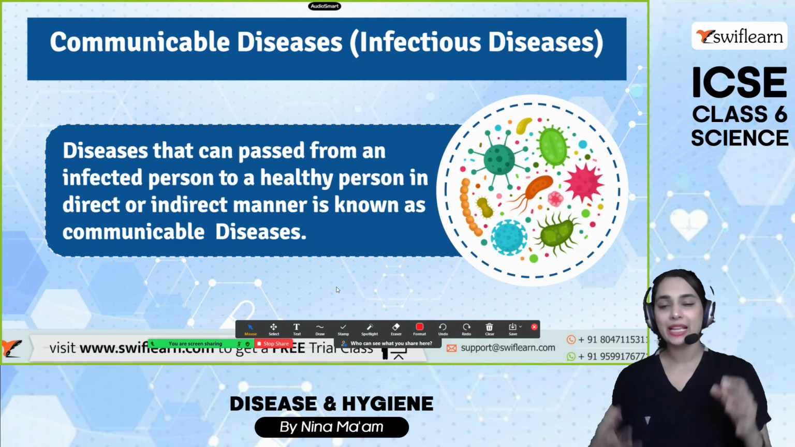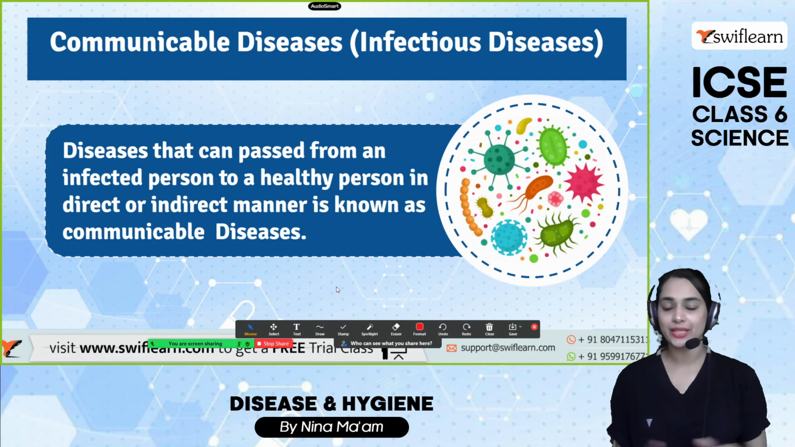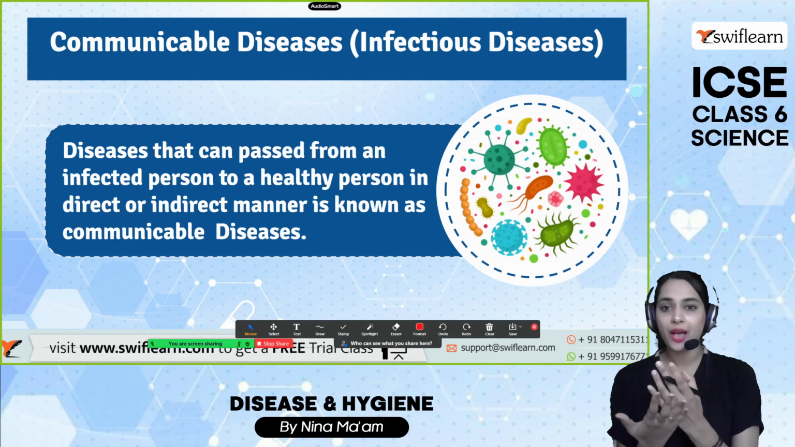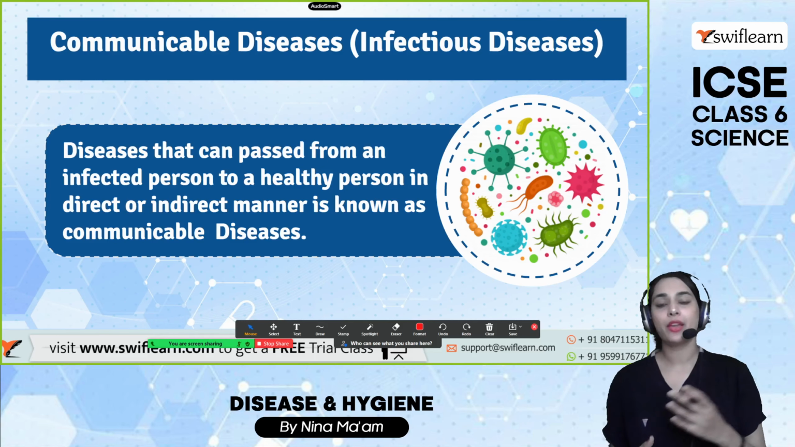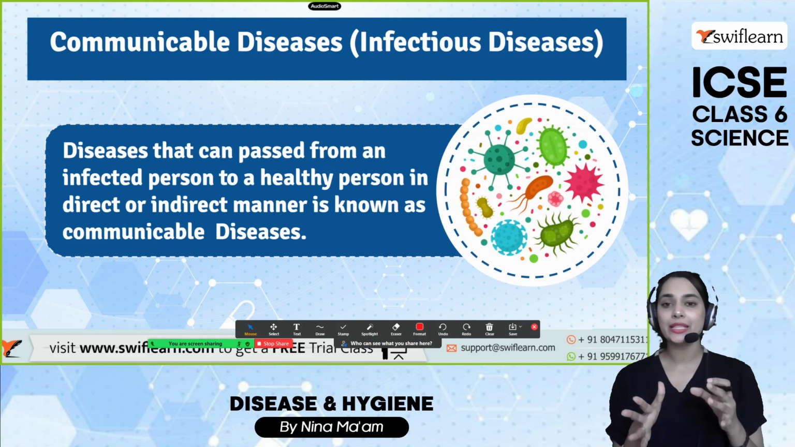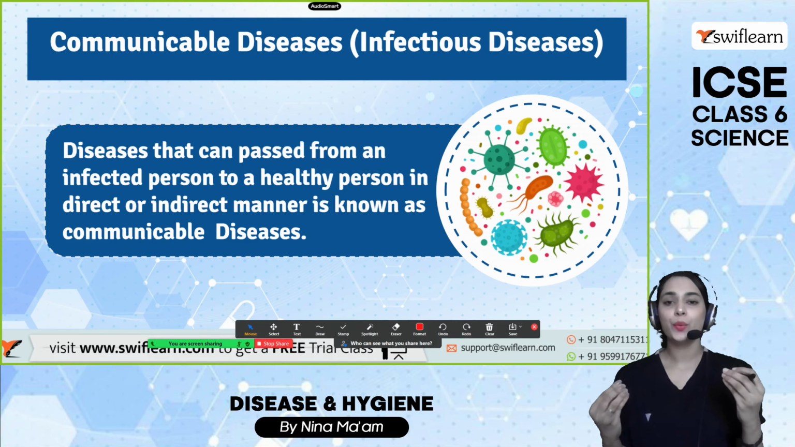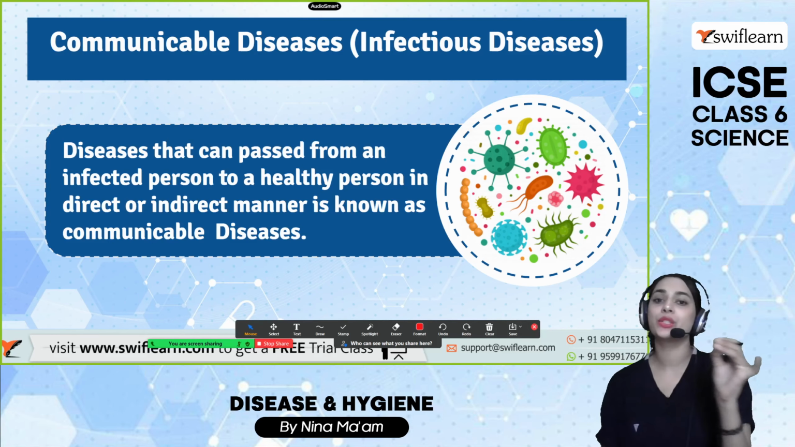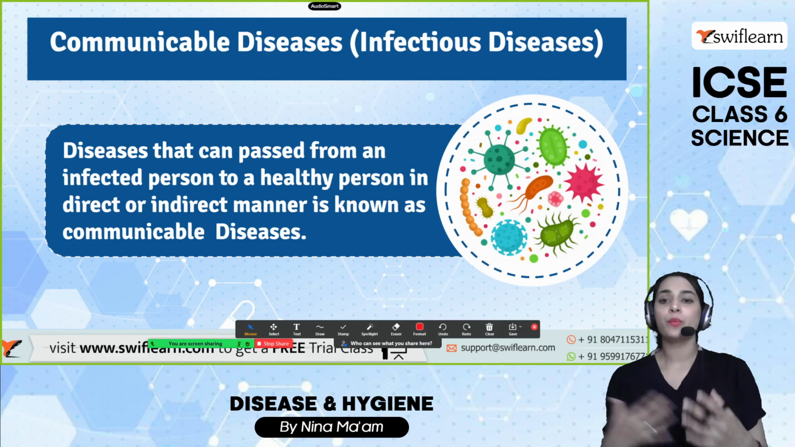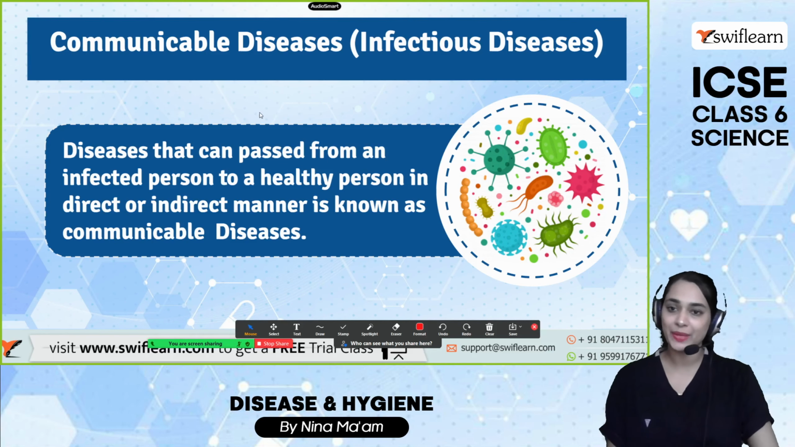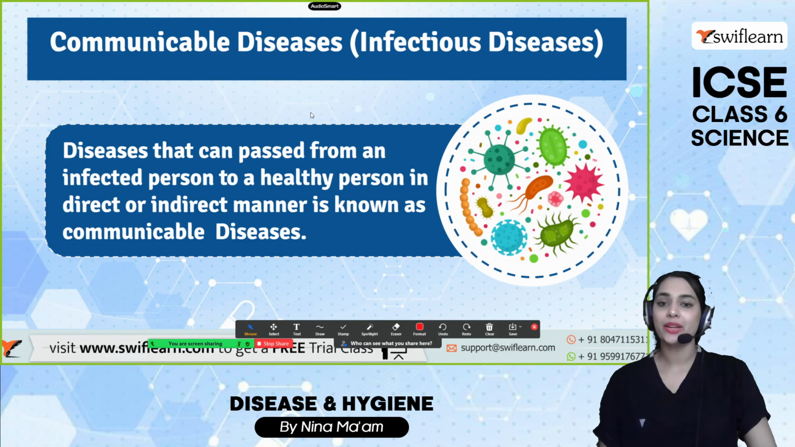Let's take the example of the COVID-19 virus. We always wear masks and maintain 2 meters of social distancing when outside, and we sanitize our hands and face all the time. Why? Because the coronavirus can be transferred from one person to another. We are trying to prevent this virus through all these methods. So coronavirus is a type of communicable disease.